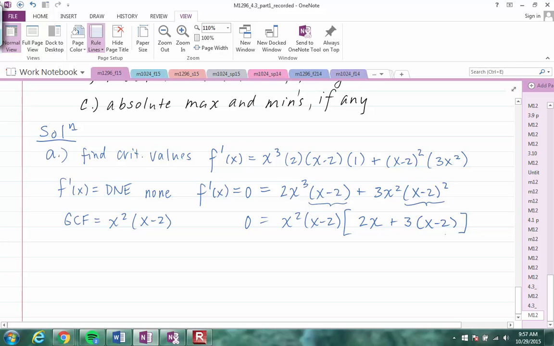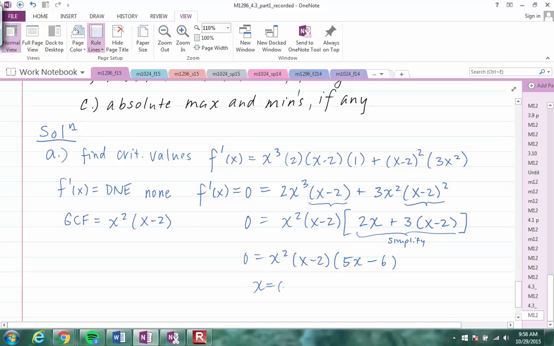Alright, now on the inside here, notice we can combine like terms if we simplify a bit, and we're going to have something pretty simple in here. So that's a good approach. x squared times quantity x minus 2 times 2x plus 3x, which is going to be 5x, and then distributing the 3 we get a minus 6. That thing's factored, and we're ready to write our critical values.